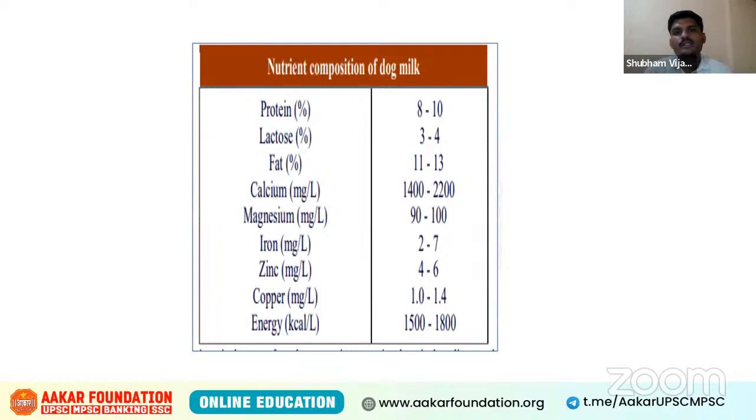Now, in dog milk, what different things are present? In dog's milk, protein is present. Everything is mentioned: the first three things are in percentage, and later it is mentioned in milligram per liter or kilocalorie per liter. So here, protein is 8 to 10%, lactose 3 to 4%, fat 11 to 14%. Calcium is about 2000 milligram per liter of milk. Then magnesium 90 to 100, iron 2 to 7 mg per liter, zinc 4 and copper 1 to 1.5. Energy is about 1500 to 1800 kilocalorie per liter of milk.